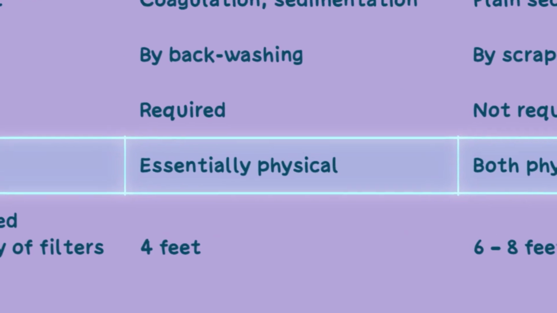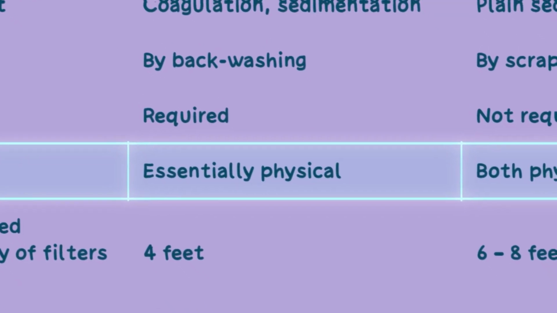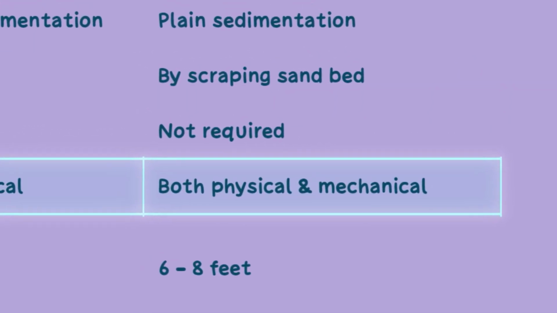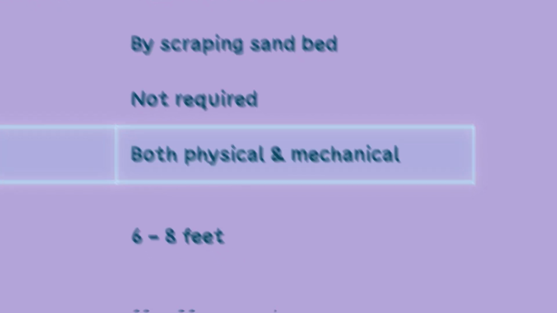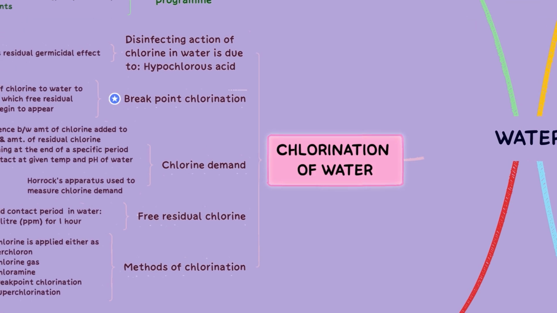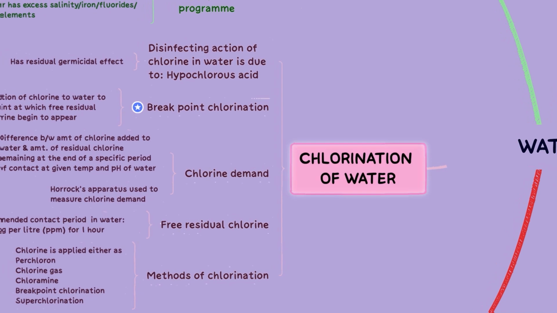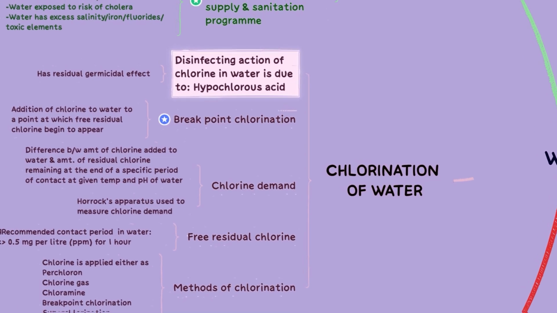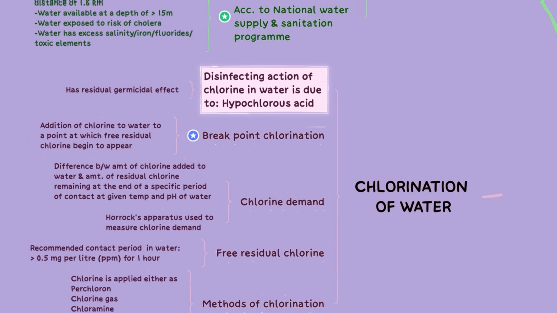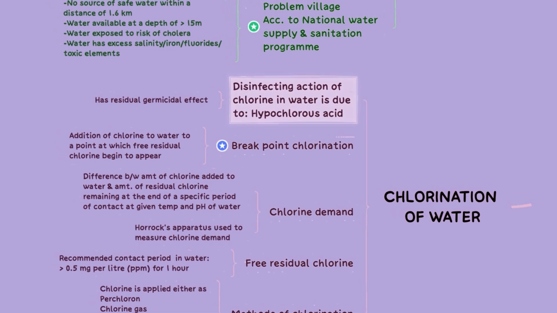Lastly, we have mechanism of action. In rapid sand filters, it is essentially physical. In slow sand filters, the process is both physical and mechanical. Chlorination of water, which we mentioned in brief earlier, is an important method of disinfection, and its effectiveness is attributed to the presence of hypochlorous acid.